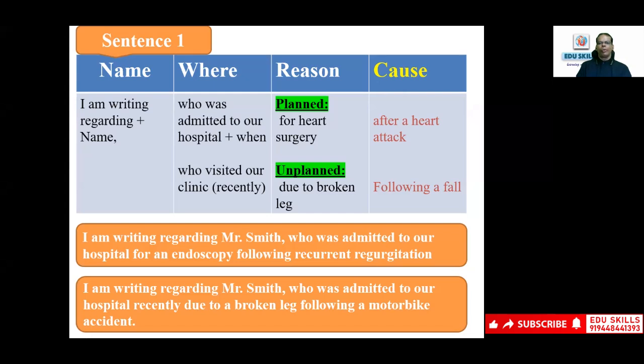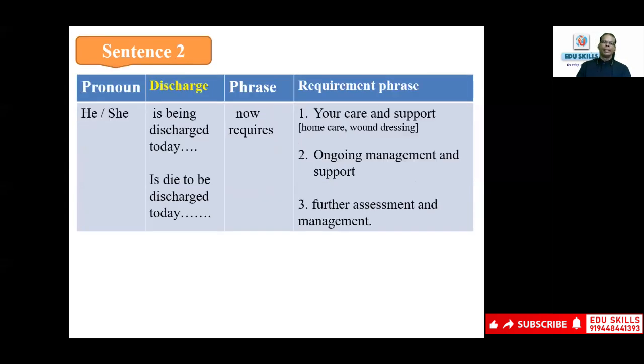The third template I want to propose to you, if you want to assess your own writing: sentence 2 will have this particular template or format. Pronoun he or she, discharge: is being discharged today, the when aspect should be there, or is due, sorry, there is a spelling mistake, is due, D-U-E, due to be discharged today. Correct the spelling. And phrase: now requires your care and support for home care and wound dressing, or ongoing management and support. Third one, further assessment and management. Any of these things, depending on the type of letter.